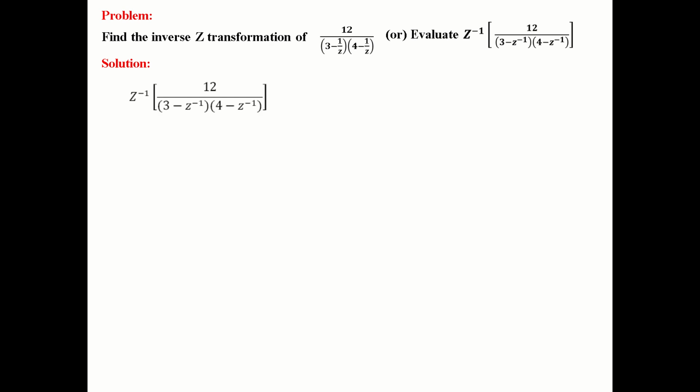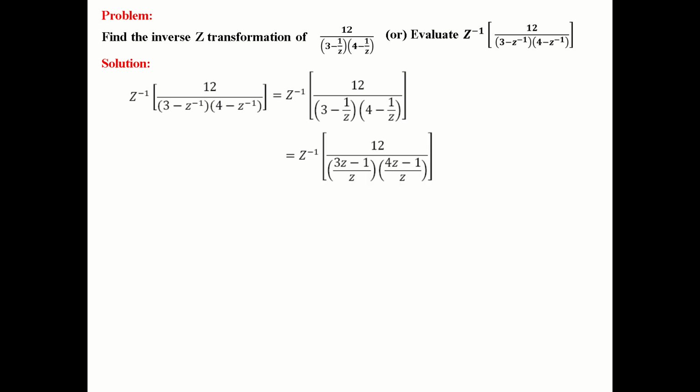Find the inverse z transformation of 12 by (3 minus 1 by z)(4 minus 1 by z). Or evaluate z inverse of 12 by (3 minus z inverse)(4 minus z inverse). Z inverse of 12 by (3 minus z inverse) into (4 minus z inverse) is equal to z inverse of 12 by (3 minus 1 by z) into (4 minus 1 by z).